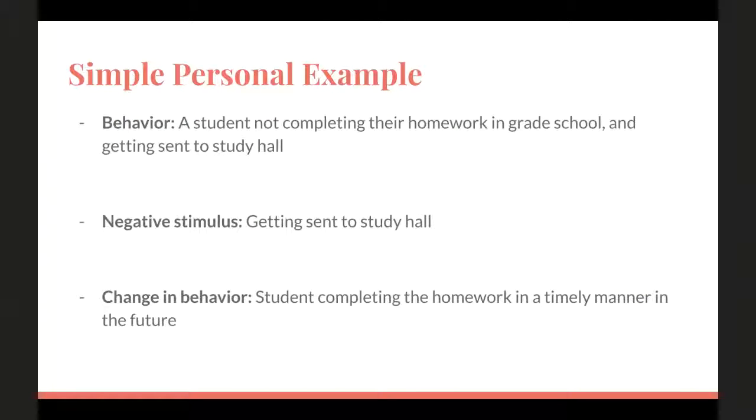Just for another simple personal example, positive punishment could be that a student is not completing their homework and then they get sent to study hall because they have not completed their work. So the negative stimulus, obviously, is getting sent to study hall, which is a big inconvenience. And so the change in the behavior due to receiving this negative stimulus would be the student completing their homework in a timely manner in the future.